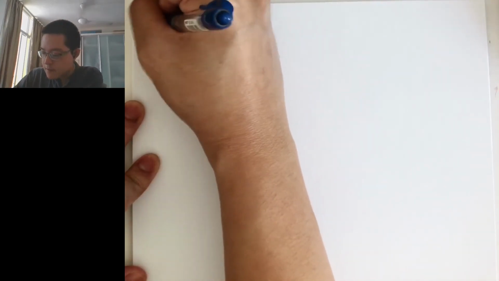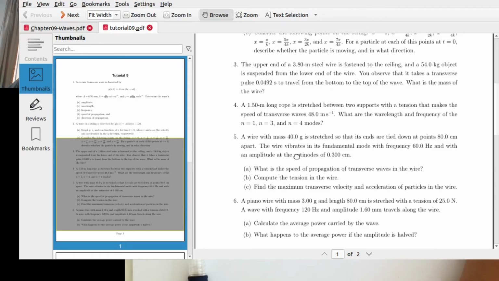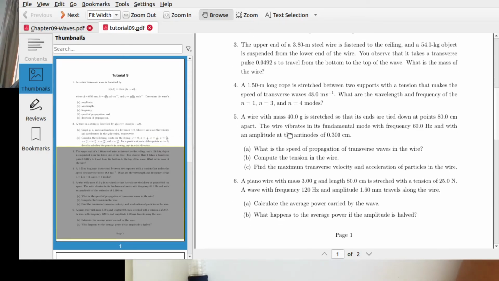Maybe slightly less straightforward is question 5. What's question 5 about? I have a wire. The mass is 40 grams, stretched and tied down at points 80 cm apart. So the length is given here, 80 cm. So might as well write it down. The mass is 40 grams, so I can easily convert to kg later, and the length is 80 cm.